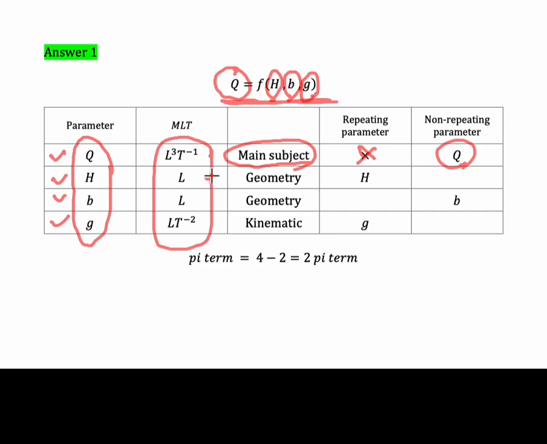And for L here, we have 2 L, and these 2 are actually geometry. So we need to choose one of the geometric group here as the repeating parameter. Between H and B, we found that H is the most influential parameter. So we take H as the repeating parameter and we put B as the non-repeating parameter. And for kinematic, we only have gravity. So for sure, gravity will become the repeating parameter.